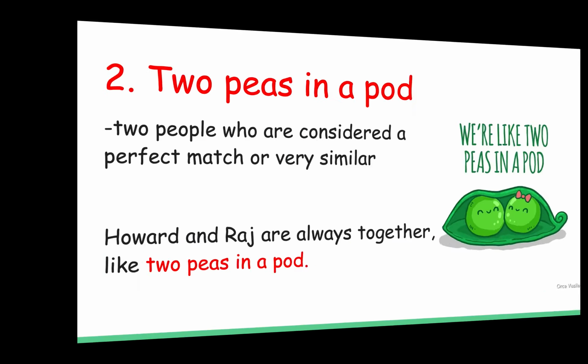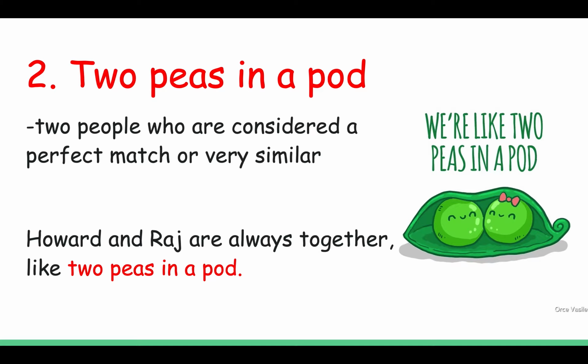Number two, two peas in a pod. What is a pea, or what are peas? Peas are vegetables and usually they come in circular form, and a pod is what encloses the peas. So these peas are enclosed in this pod. But what is the meaning of two peas in a pod?